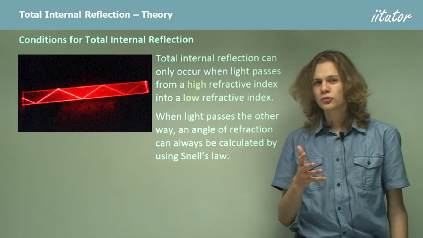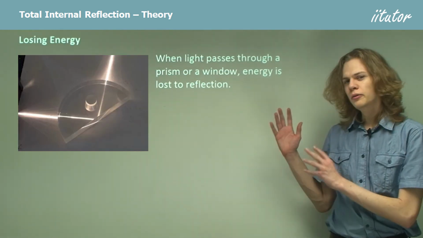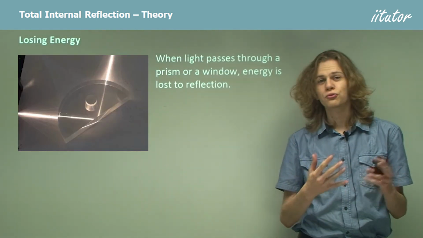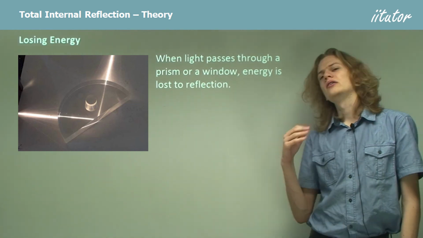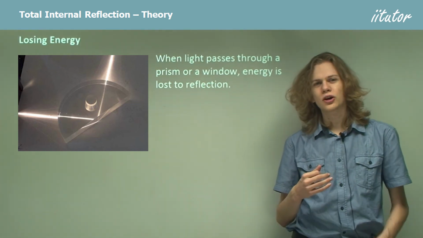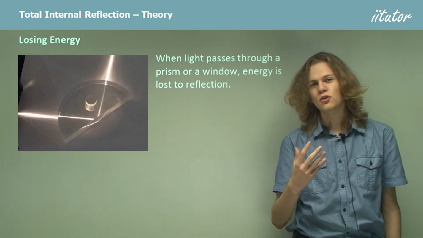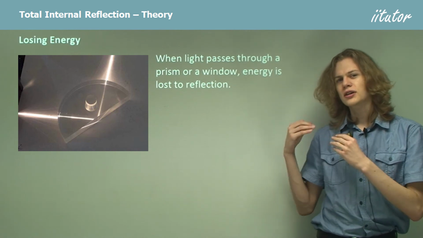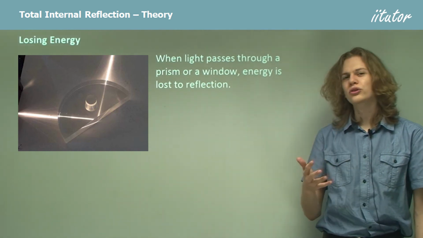So if it is possible to find an angle of refraction, then light will refract. When light passes through a prism, or a window, or anything else that it refracts through, some of the energy of the light will be reflected. I'm sure that if you've ever tried to look out of a window at night, you'll see your reflection in the window. That means that not all of the light from inside your house is going through that window. Some is being reflected instead, so we're losing energy.